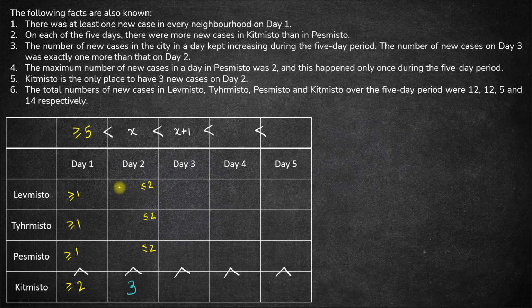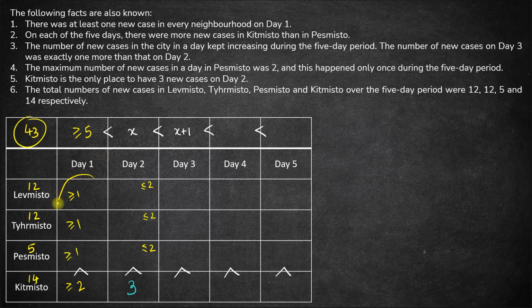Okay. Next, the total number of new cases in L, T, P, K over the 5-day period were 12, 12, 5 and 14. So the total number of cases in L is 12, in T is 12, in P is 5 and in K is 14. That means the total number of cases during the entire period for the entire city is 12 plus 12, 24, plus 5, 29, plus 14, 43.